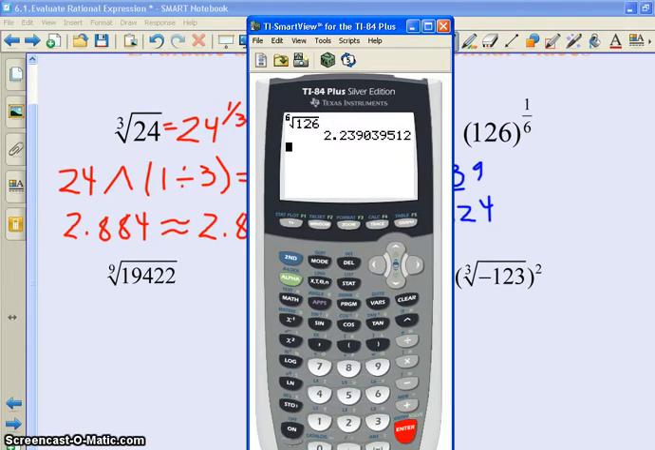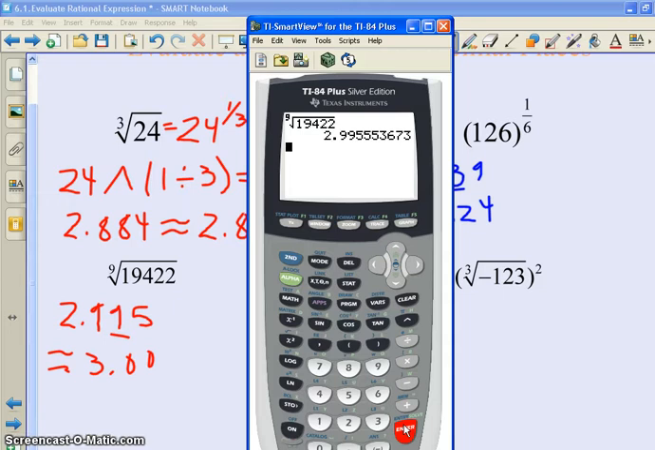Our third example is the 9th root. So we need to enter 9 and then go math. And again, we're going to go down to 5. And we have the 9th root of 19,422. And we would end up with 2.995, rounded to the hundredths place is approximately 3.00.